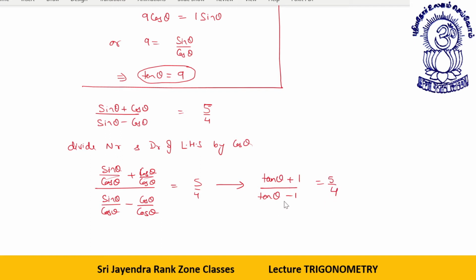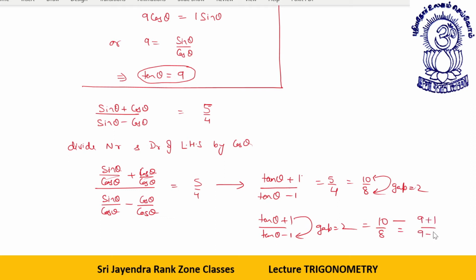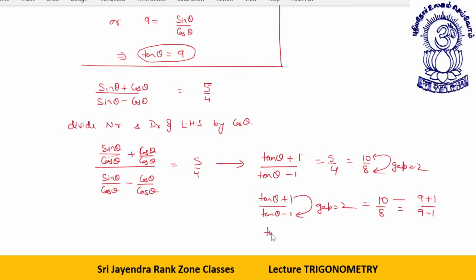Now you have tan theta plus 1 upon tan theta minus 1 is equal to 5 by 4, or you can also write it as 10 by 8. Dear students, why did I make this? This gap is equal to 2, from plus 1 to minus 1 also the gap is 2. Getting this point? So 10 by 8 I can say as 9 plus 1 upon 9 minus 1. So I can say tan theta is equal to 9. This is also a good method of solving. Now rest you can solve it. Okay. Clear to all?